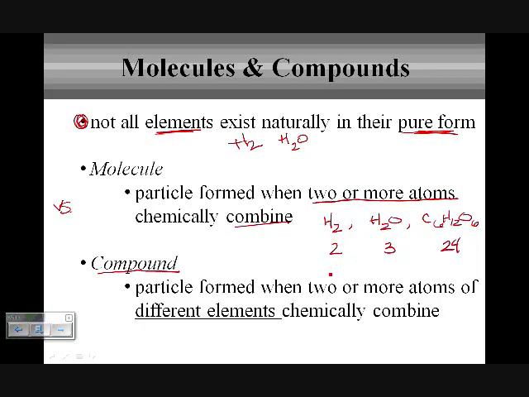Versus a compound. In a compound, what we're really looking at is that it has to be different elements combined. So in examples, water can be a compound and glucose can be a compound. But we can no longer look at a hydrogen molecule as an example of a compound, because it needs to be different elements, and pure hydrogen is not 2 or more different elements combined. So molecules can be compounds, but not all compounds can be molecules.